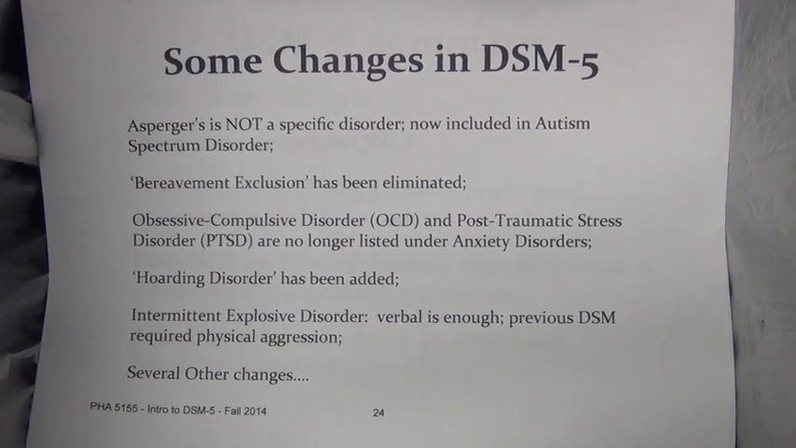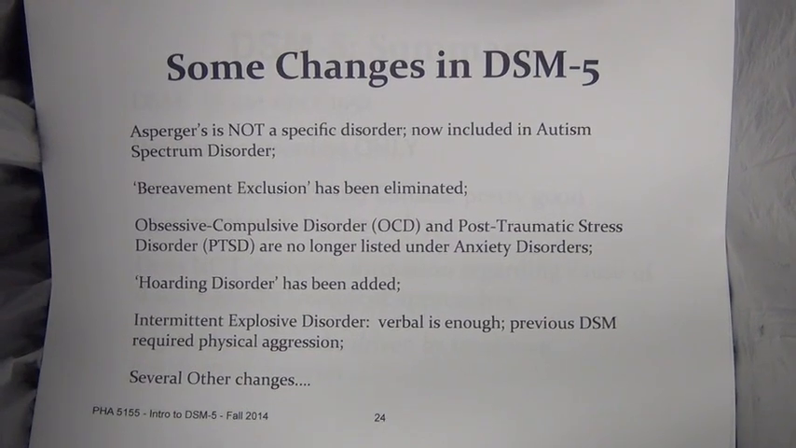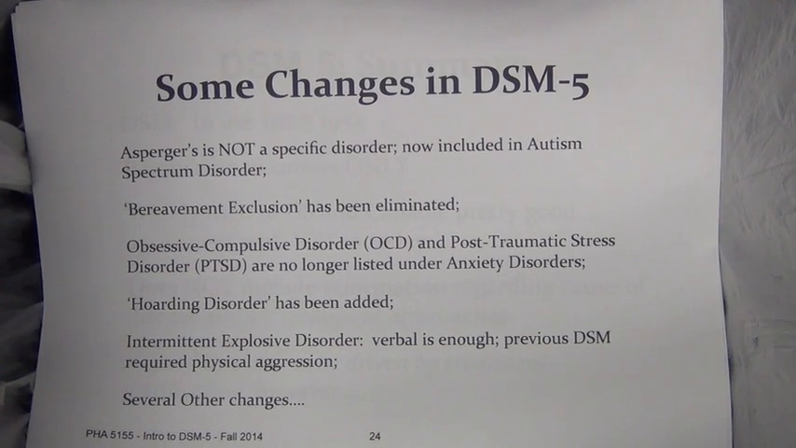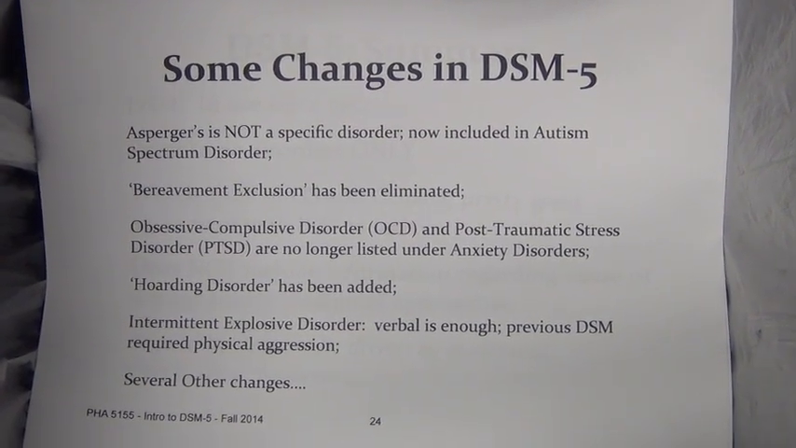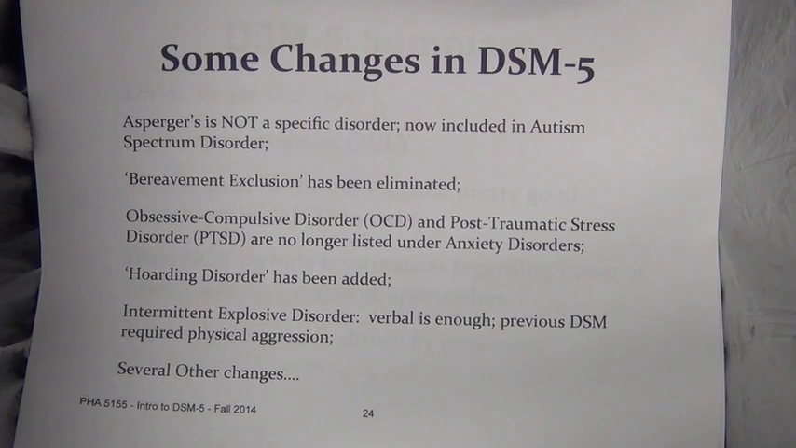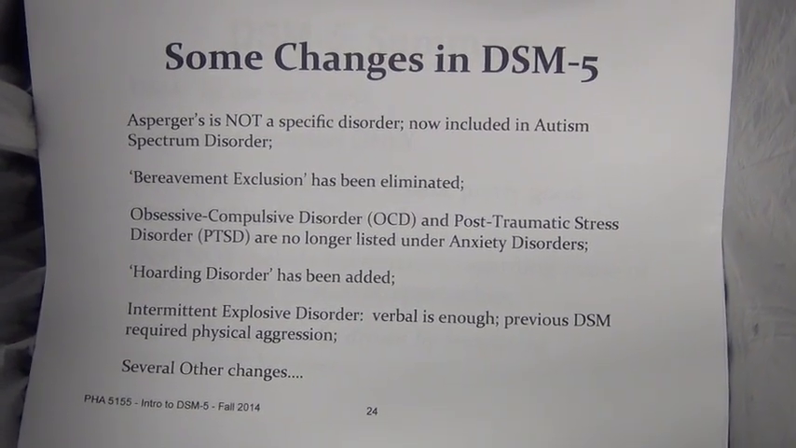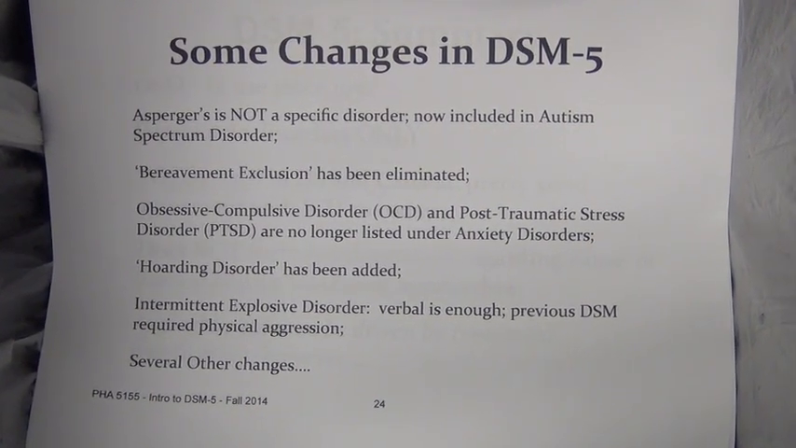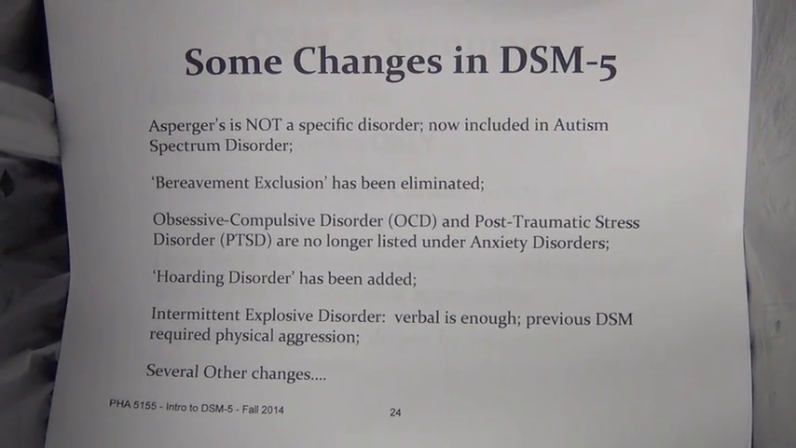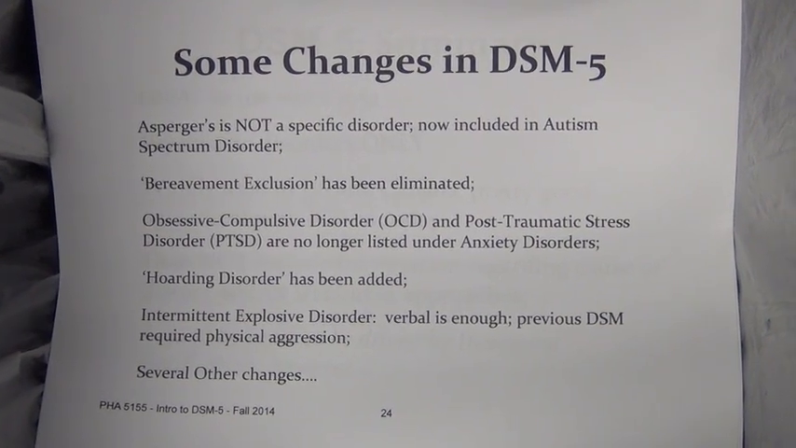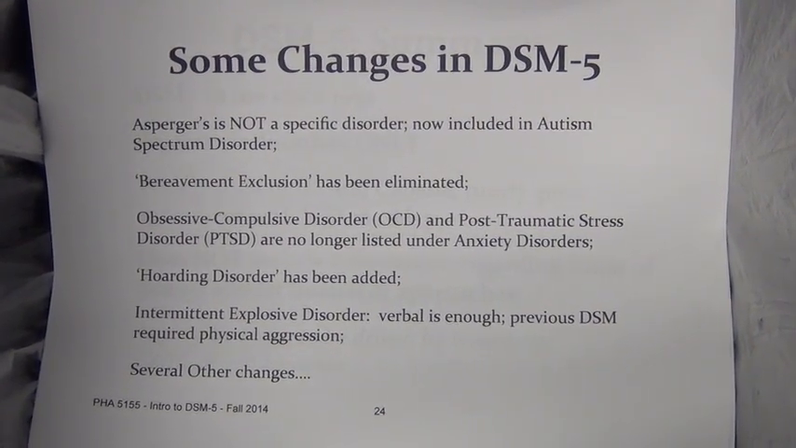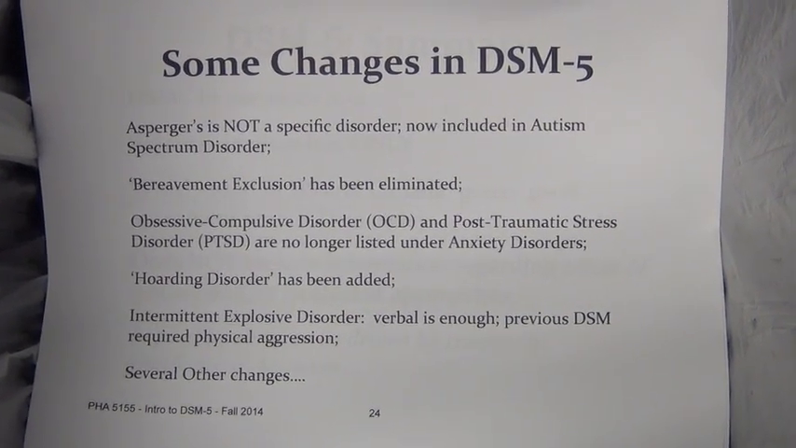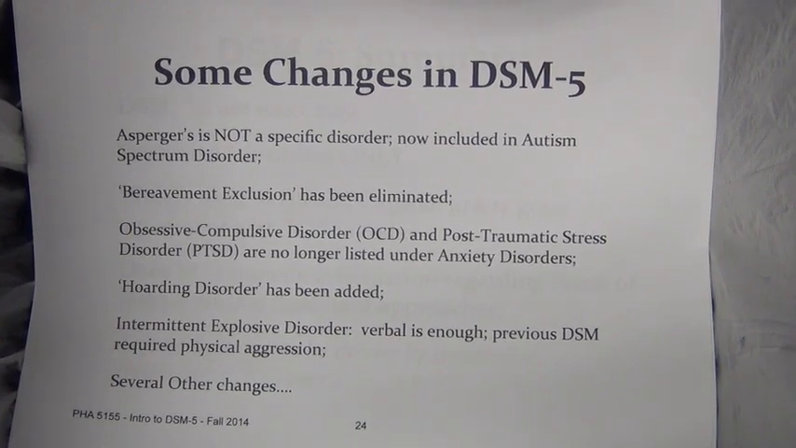Another change is with respect to intermittent explosive disorder. I think there was a lot of debate about this. In DSM-4, an individual could not be diagnosed with intermittent explosive disorder unless they had a short fuse and actually physically assaulted someone. With DSM-5, physical aggression is not required anymore. If you verbally assault someone in a very aggressive way, that can lead to the categorization of intermittent explosive disorder. And there are a few other changes, but those are some of the major changes in DSM-5.